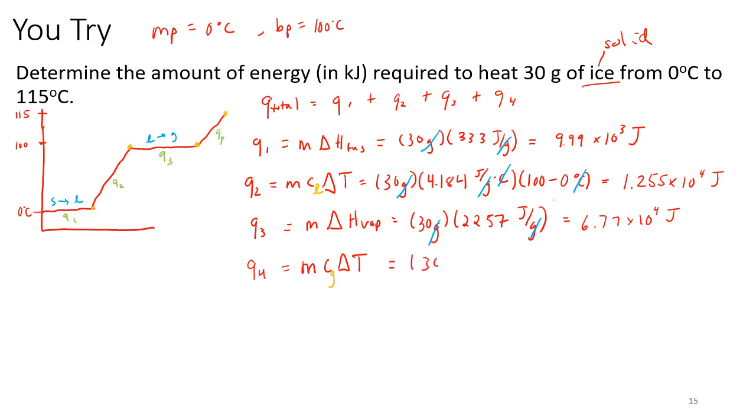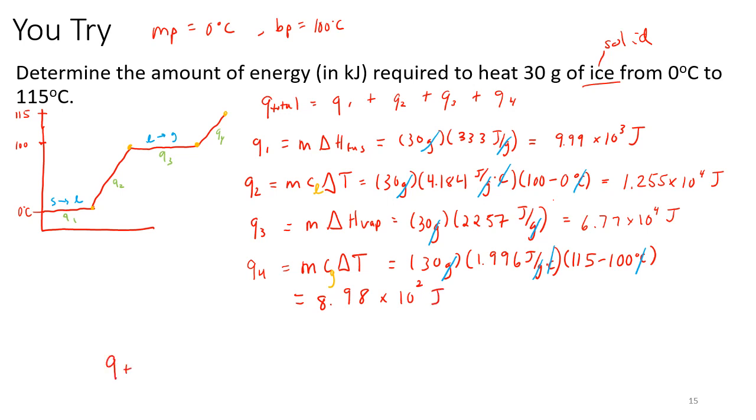Our mass is 30 grams. The specific heat for gaseous water is 1.996 joules per gram degrees Celsius times delta T, which will be final minus initial, 115 minus 100 degrees Celsius. Grams cancel, degrees C cancel, and our energy in joules for region Q4 should be 8.98 times 10 to the 2 joules.